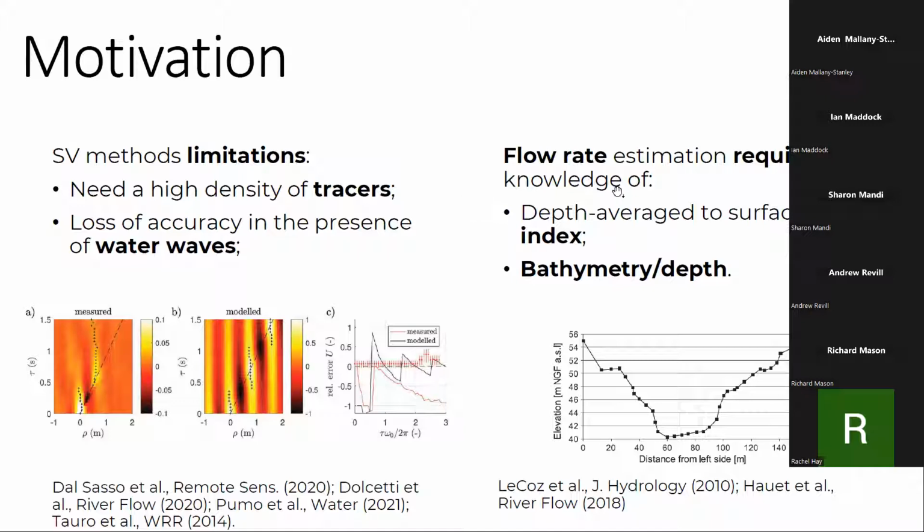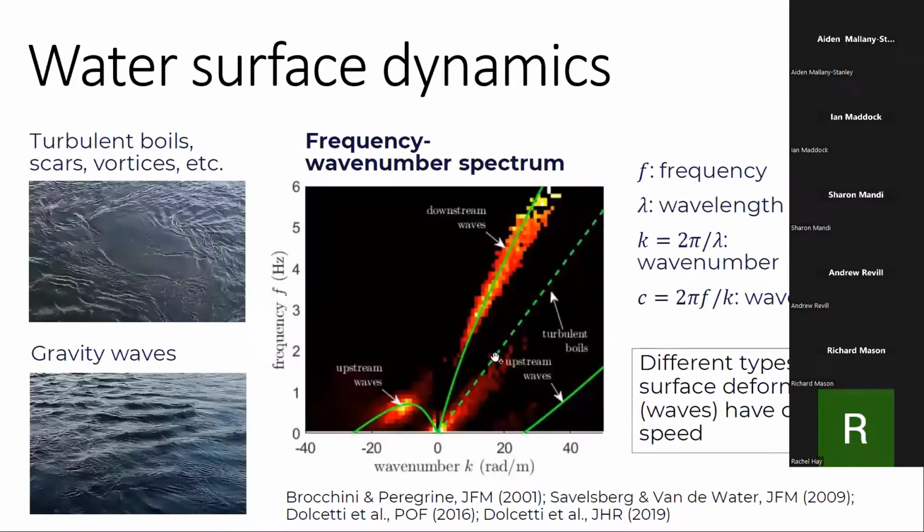But the other limitation is that for most surface velocimetry methods, we need to know the depth, we need to know the bathymetry, and we also need ways to convert from surface velocity to depth-averaged velocity. So this is everything that we tried to cope with. We didn't manage to do all of it, but at least some of these things we managed to do something about. And the way we approached the problem was based on what we've done in the past.